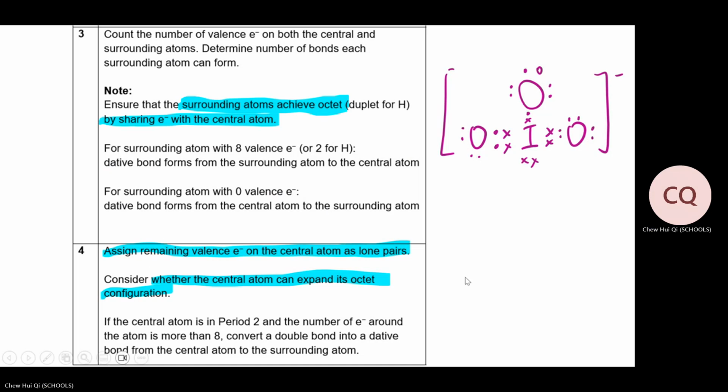Lastly, count the number of electrons in the central atom. Make sure that all the electrons in iodine are accounted for. You'll notice that it has 1 lone pair of electrons over here. And the very last stage, consider whether the central atom can expand its octet. It can, because iodine is in period 5, so it doesn't follow the octet rule. So this is how you get your final answer here.